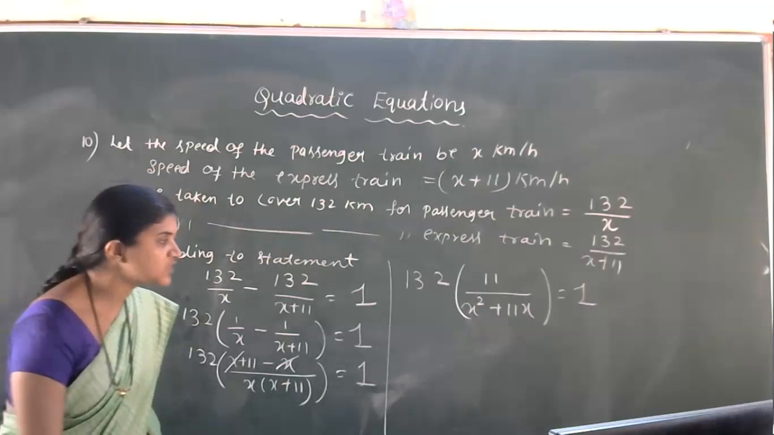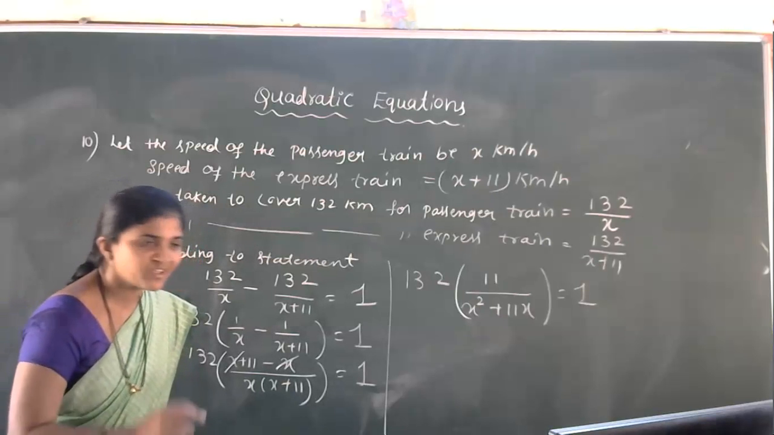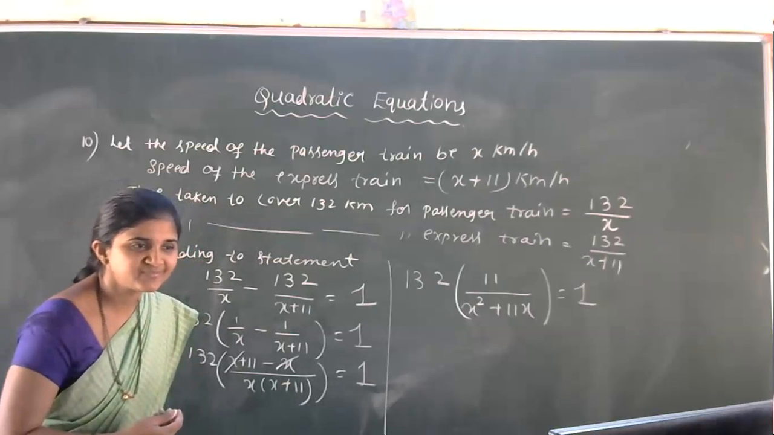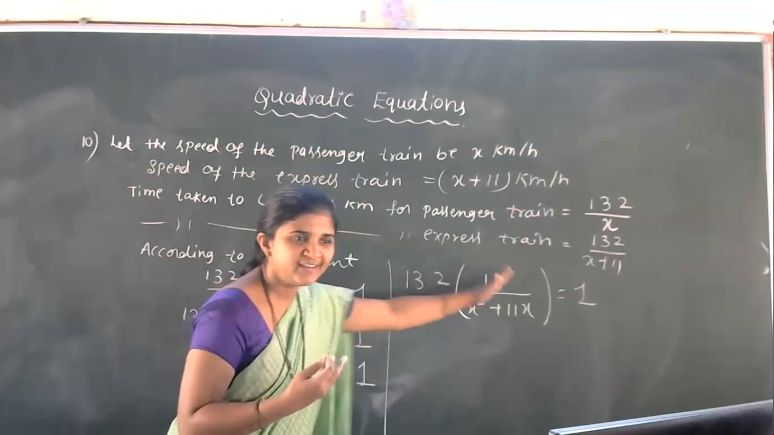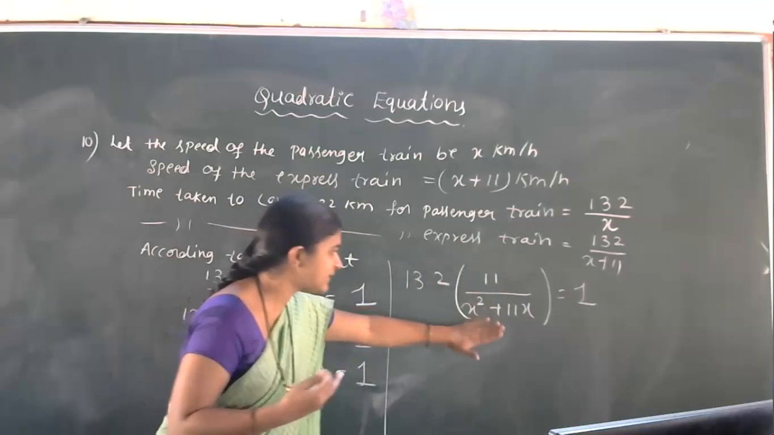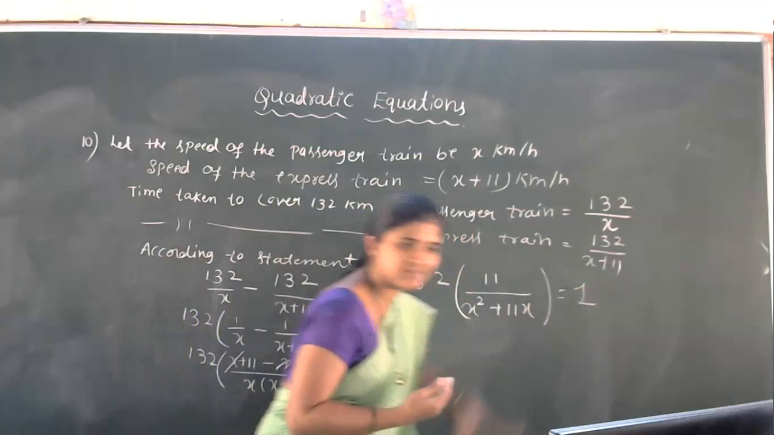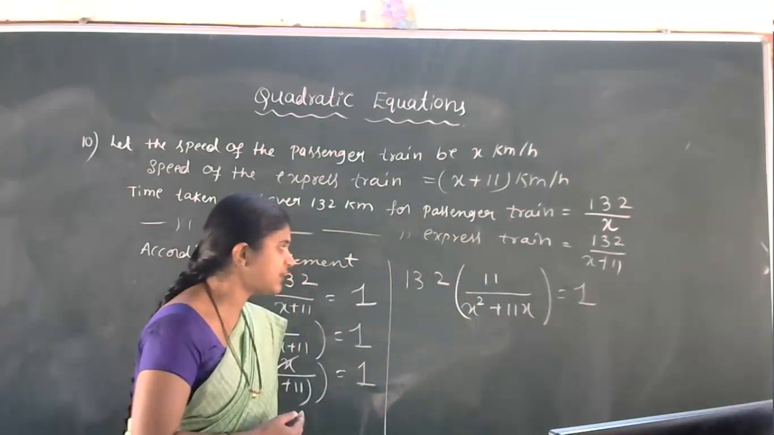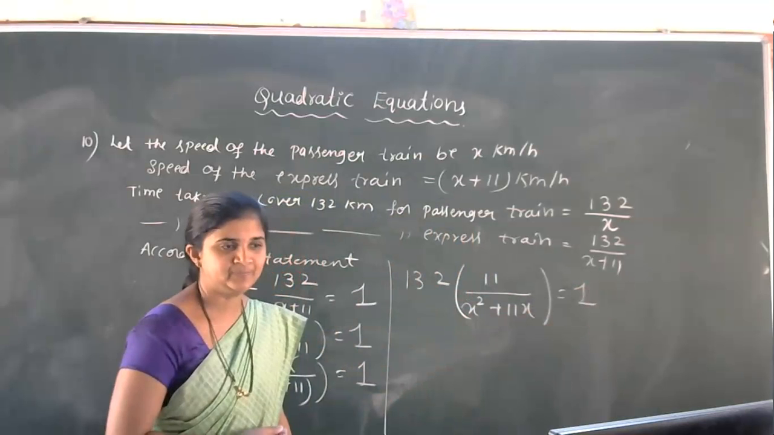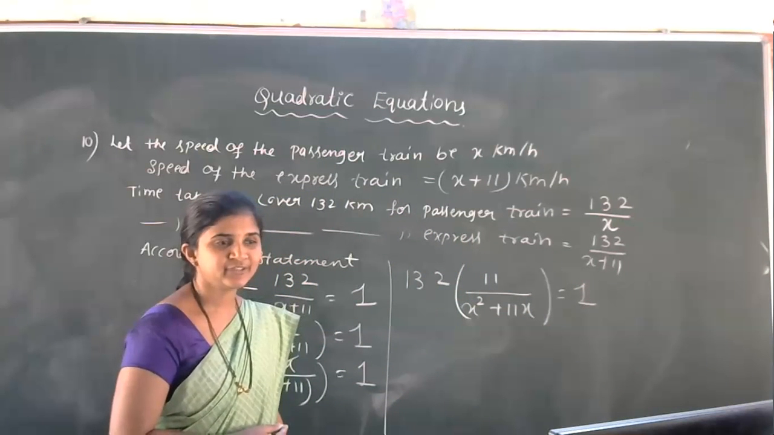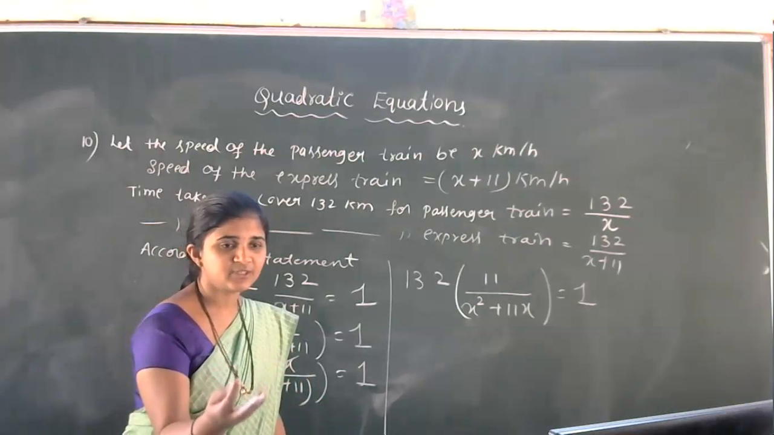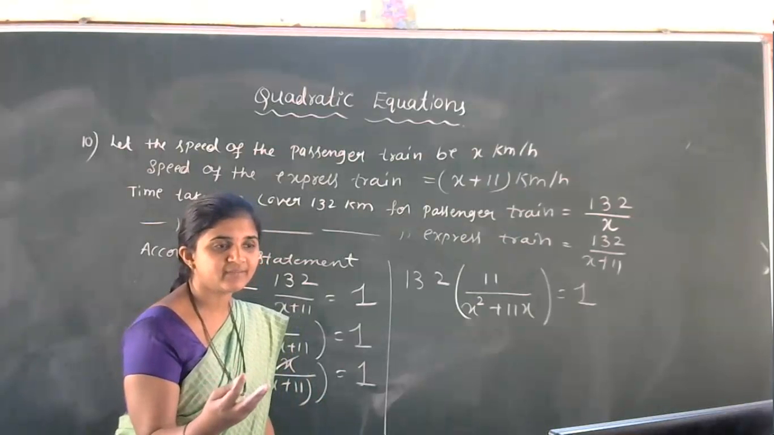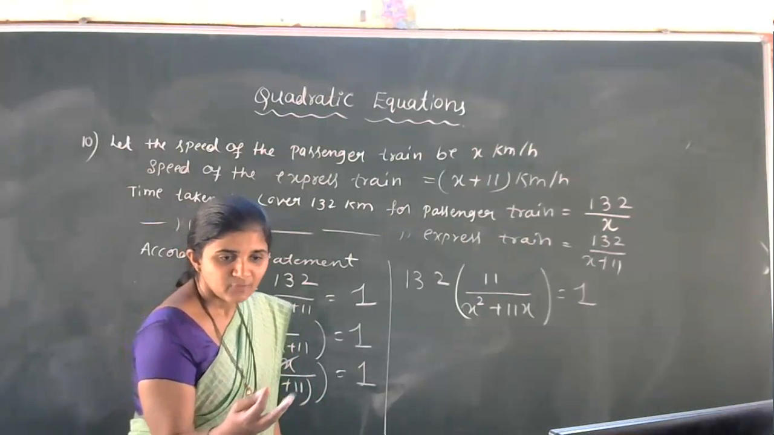Okay, 11 divided by x square plus 11x is equal to 1. Now what happens actually? What is the next step? So we have to multiply here. We have to multiply 132 into 11. Then we have to transfer this x square plus 11x to that side. Yes, now tell me, 132 into 11. I need the answer from your side. 132 into 11. Yes, 1452.